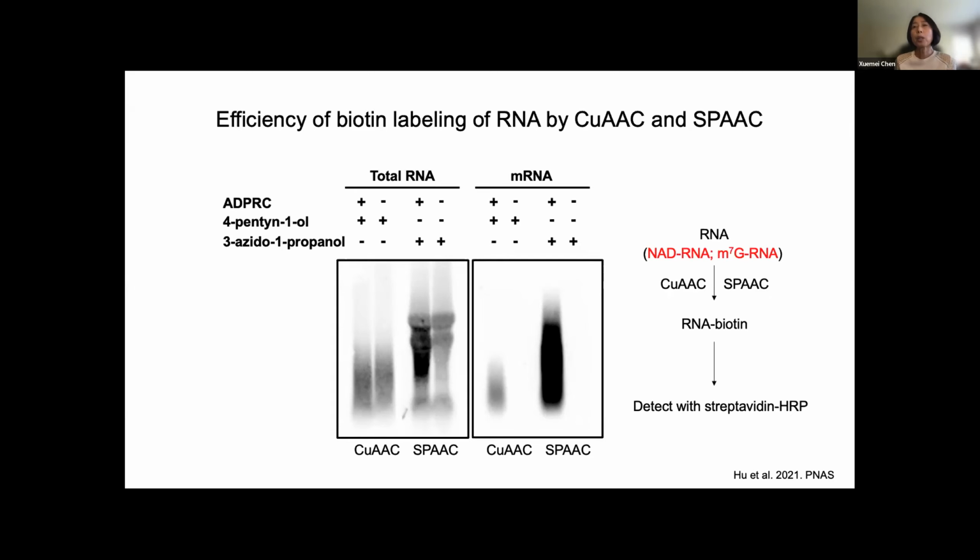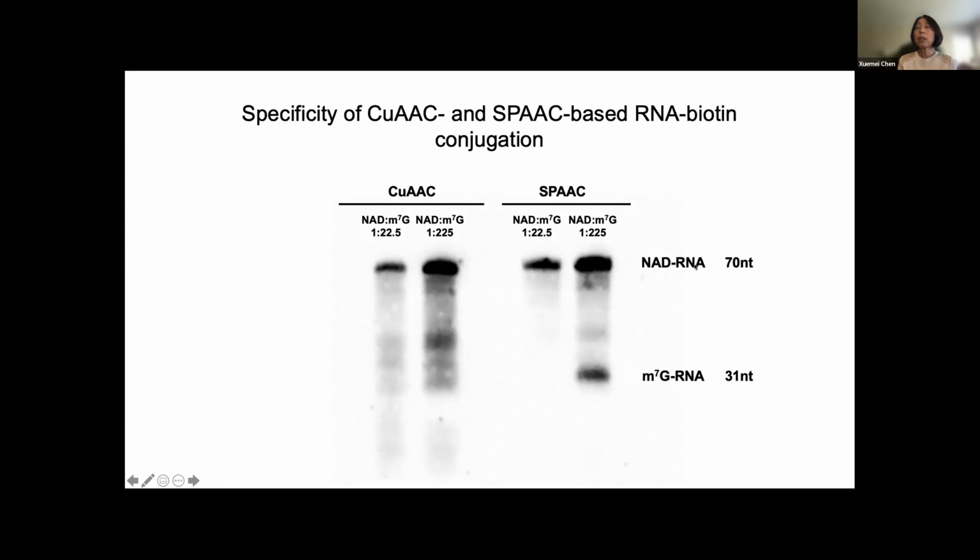And it was used actually for eukaryotic RNAs without extensive quality control evaluations to see whether M7G RNAs can also react. So we decided to look into this. So we synthesized NAD RNA and M7G RNA of different sizes in vitro and mixed the two RNAs at different molar ratios and then performed the CoA and the Spark reactions.